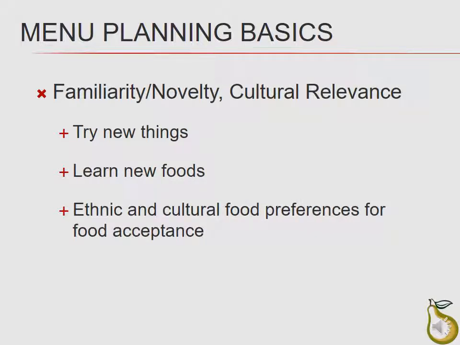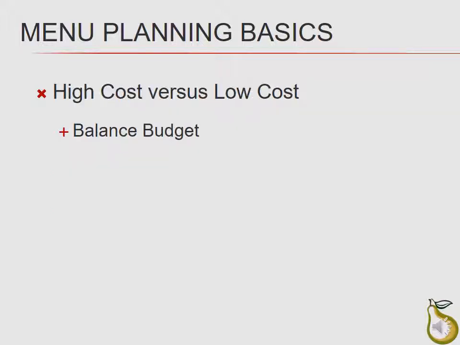Familiarity, novelty, and cultural relevance. A balance between things that are familiar, like chicken nuggets and hamburgers, and things that are novel or new, like chicken curry or garbanzo bean chili. This menu planning basic also provides an avenue for trying new things and learning about different foods and culturally significant foods based on the population you're serving. Honoring your participants' ethnic and cultural food preferences is essential for food acceptance.